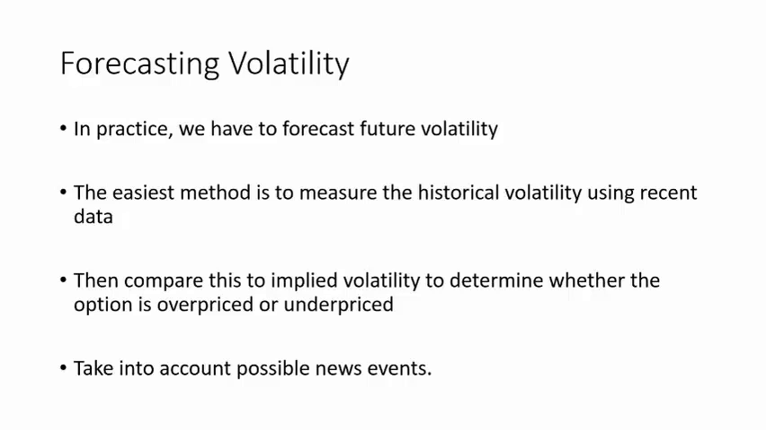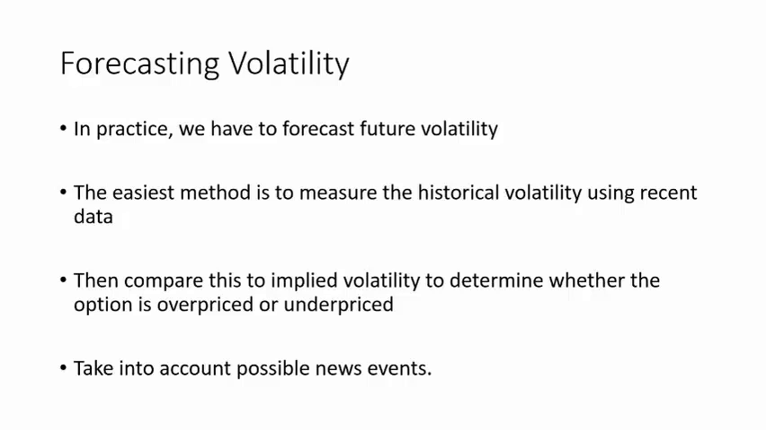And this is actually not such a bad method because it turns out that volatility is persistent. This means that when volatility is high, it's likely to be high in the future. When it's low, it's likely to be low in the future as well. So using historical data to get volatility over, say, recent weeks is actually a pretty good method to forecast future volatility. But of course, it's not perfect.